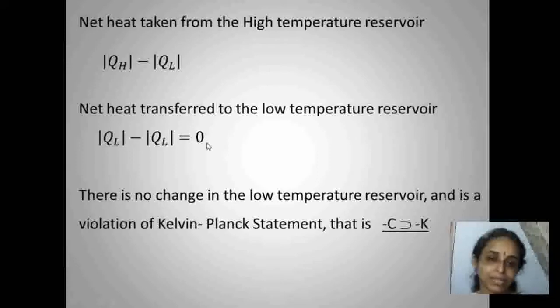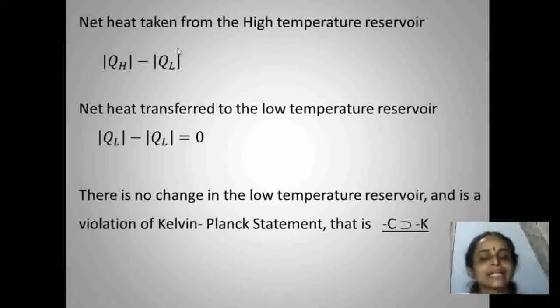Then what does it mean? From the high temperature reservoir, we are taking QH minus QL quantity of heat. There is no heat transfer to the low temperature reservoir now if we are considering a self-contained machine. So what will happen? This QH minus QL quantity of heat is completely transferred into work.